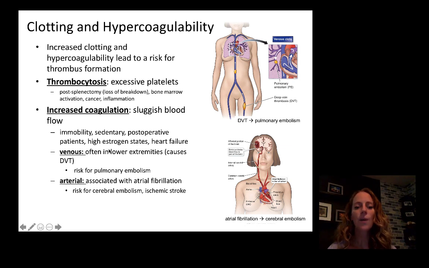If you have venous coagulation, often in the lower extremities, this can cause a venous thrombus or clot formation in the vein. If it's in a deep vein, it's DVT or deep vein thrombosis, which we have already talked about many times as a risk for pulmonary embolism because the way that those thrombus can give off emboli, which can go through the right heart to the lungs. Clots in the arteries, for example, associated with atrial fibrillation, can be risk for cerebral embolism or stroke.